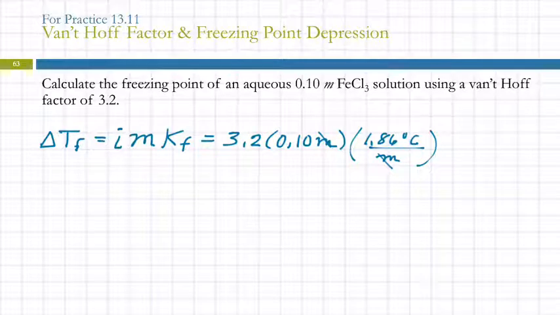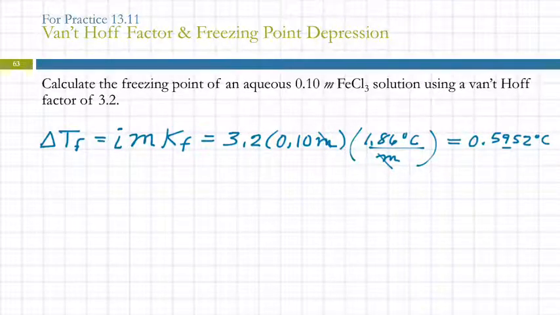And then you dig out your calculator. 3.2 times 0.1 times 1.86. So 0.5952 degrees Celsius. That would have 2 sig figs. Is that the freezing point? No. That's the change in the freezing point.